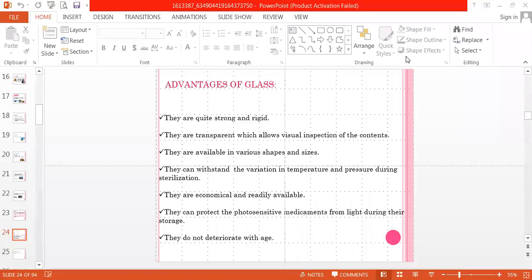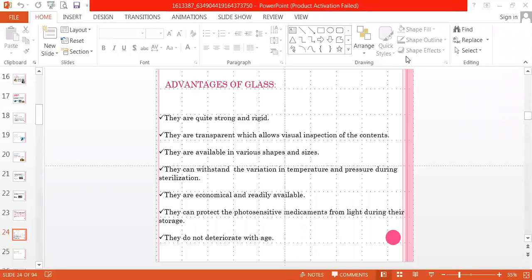In case of photosensitivity of your drug, we can protect the drug in glass containers by making it colored glass, so we can avoid the entry of sunlight or light into the container.